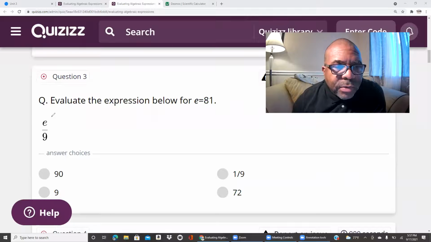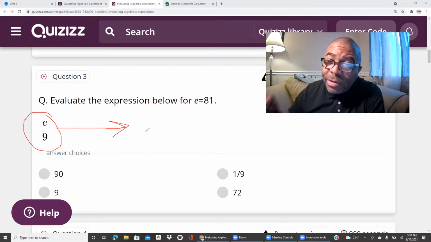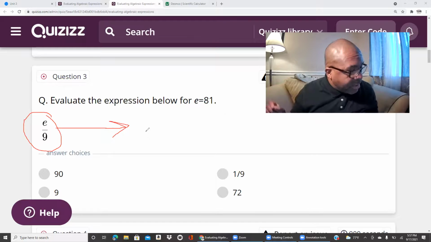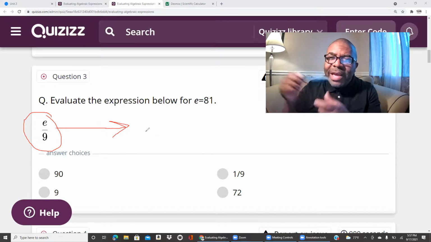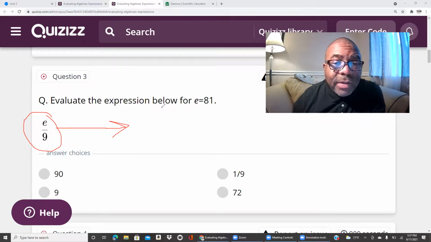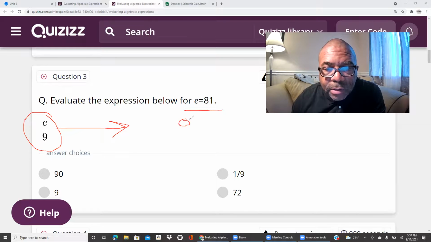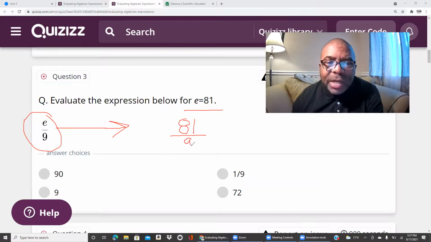Okay, so it's e over 9, and we're going to rewrite it. You should use your pencil to rewrite it. Always keep a pen or something handy because it really helps you with math. So instead of e, we're going to put 81. We're going to switch out e for 81, and that's 81 over 9.